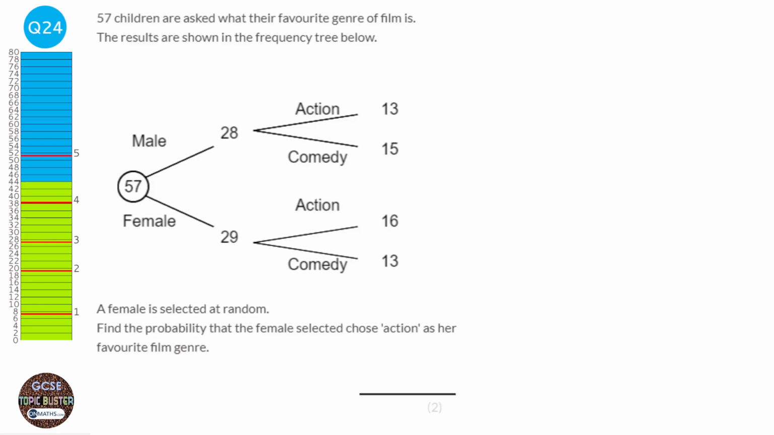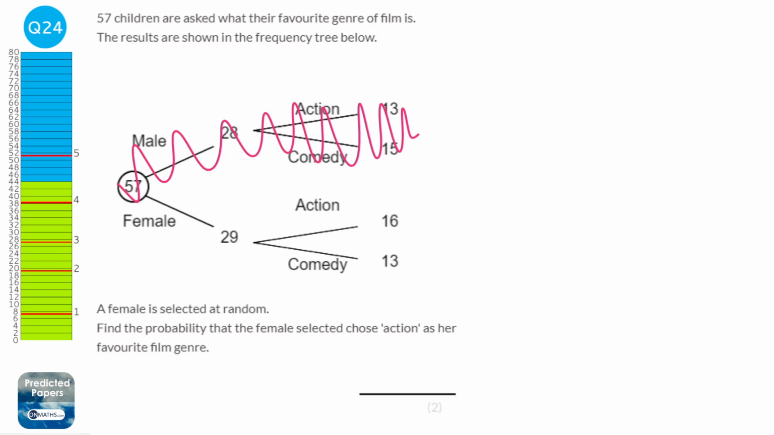The important thing to realise in this question is that we know a female has been selected, so we can just get rid of all of this part of the frequency tree, because it's not relevant. There's 29 females altogether, and we're looking for the probability that the female chosen at random picked action. So it's simply 16 over 29.